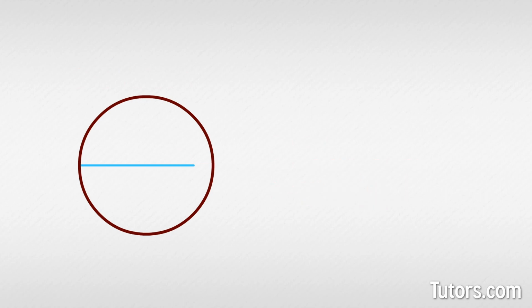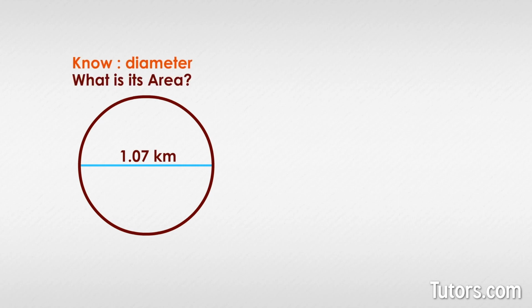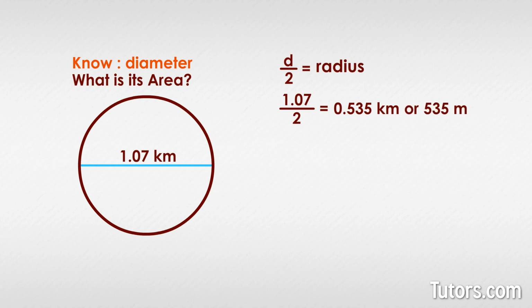If you know the diameter in whatever measurement units, take half the diameter to get the radius in the same units. Here is a circle with a diameter of 1.07 kilometers. What is the area of this circle? First, find half the given diameter to get the radius. 1.07 divided by 2 equals 0.535 kilometers, or 535 meters.